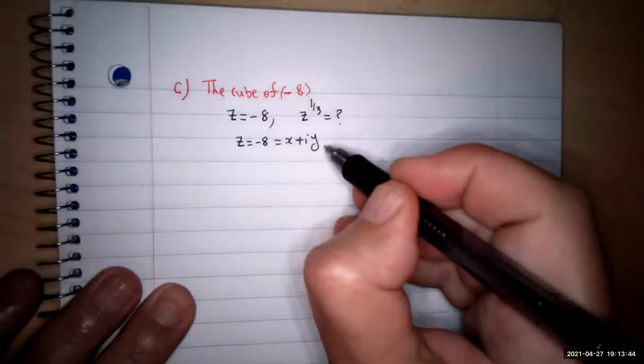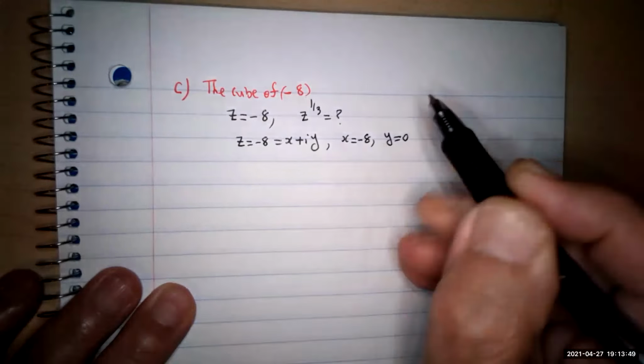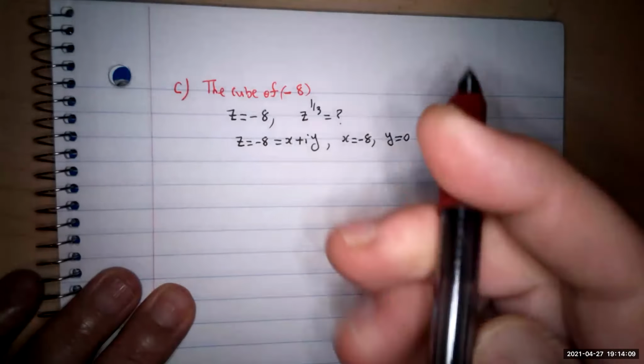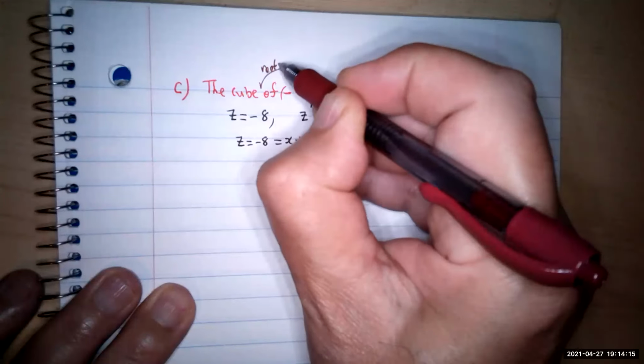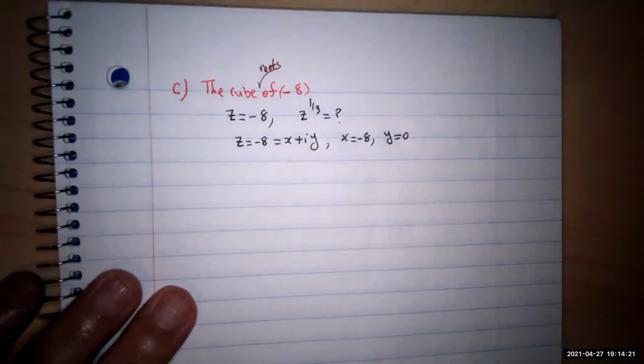In this case, what's going to be x? x would be -8, and y would be 0. That's going to be the one to get these numbers. Why 1/3? Because they asked for the cube root. The cube roots of -8, the complex solutions. That's why it's 1/3. So we should get 3 solutions.